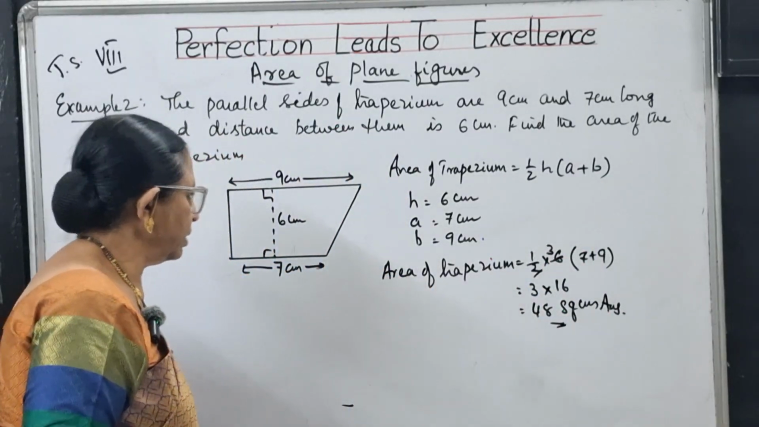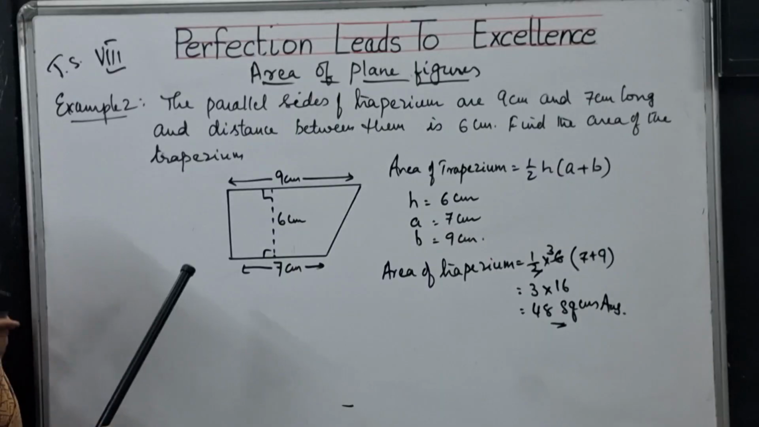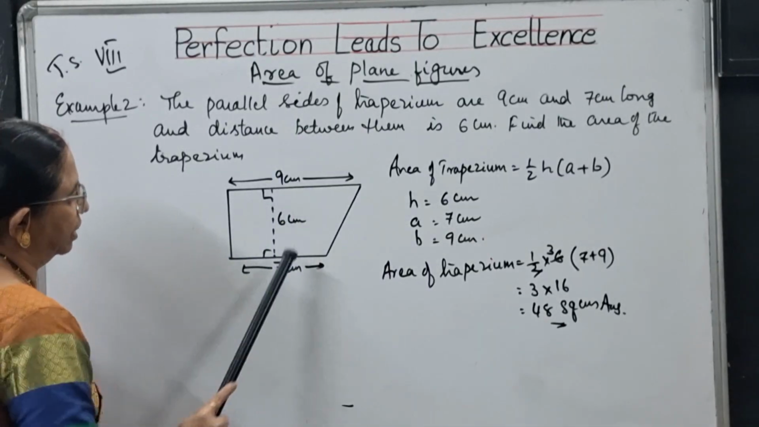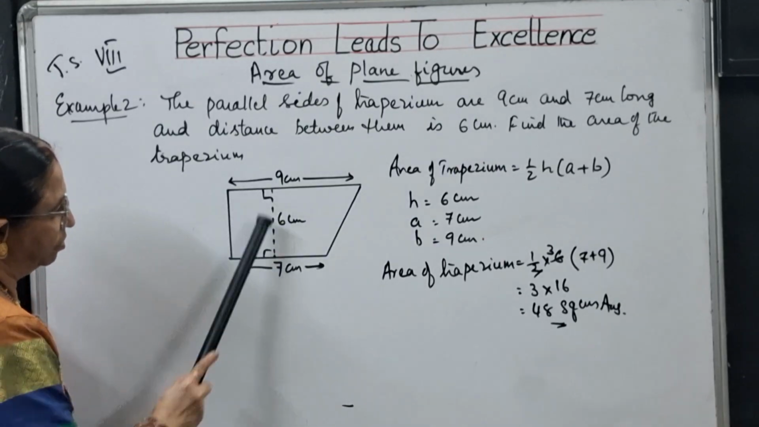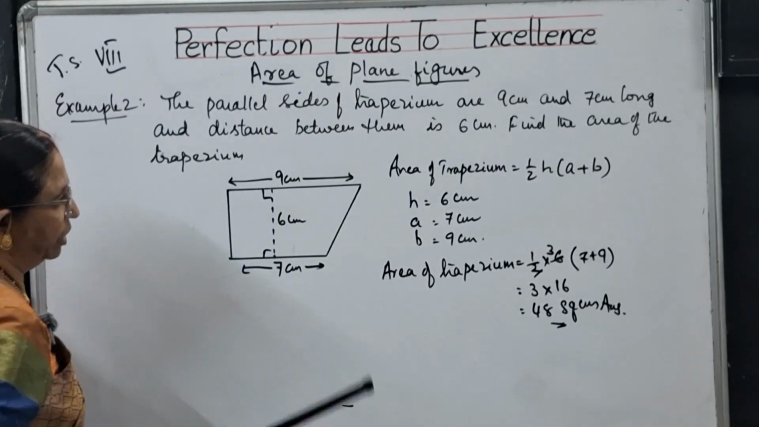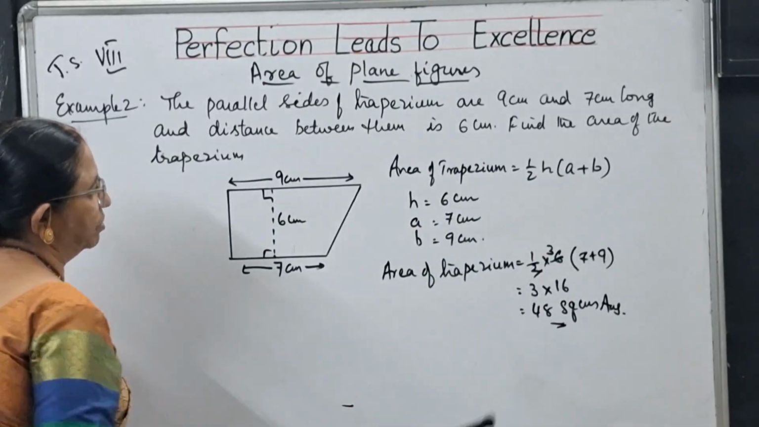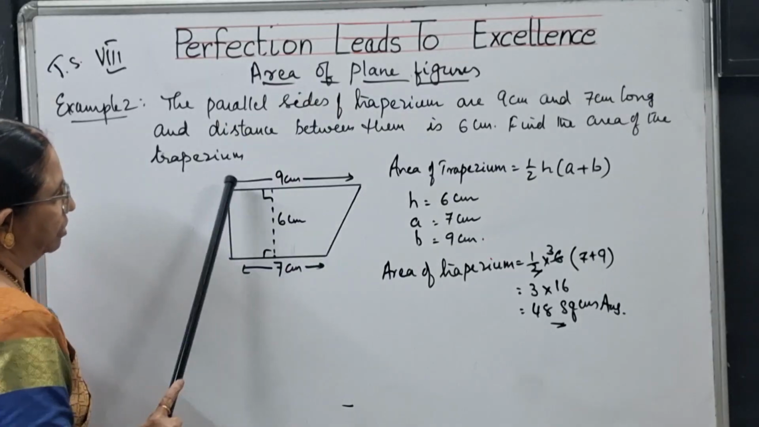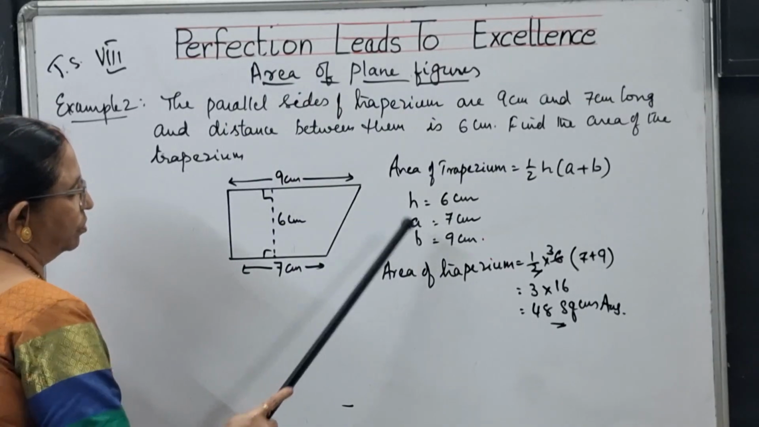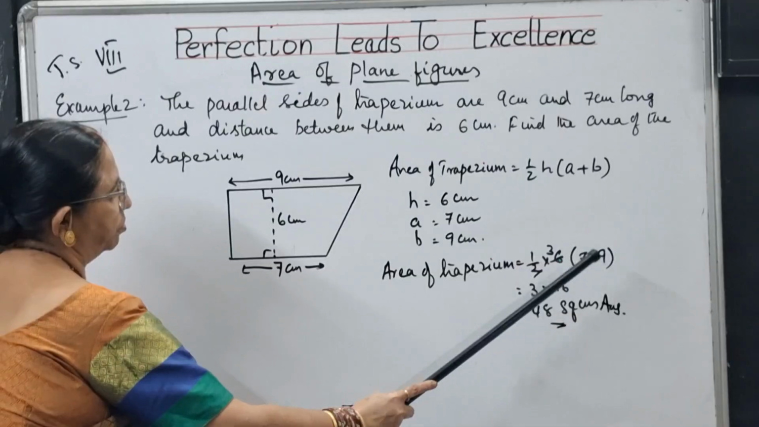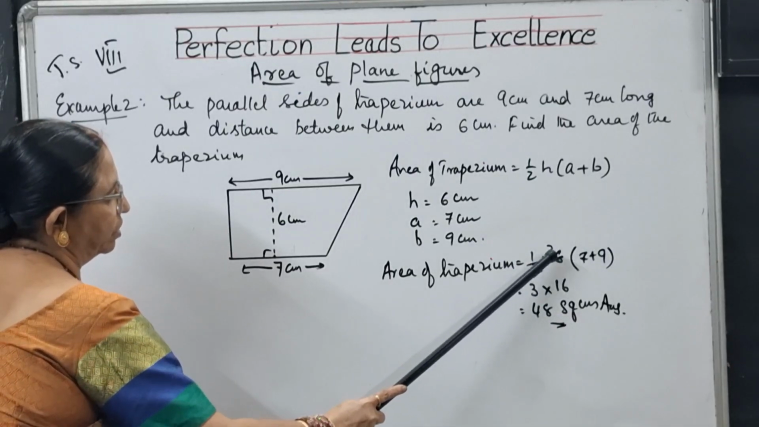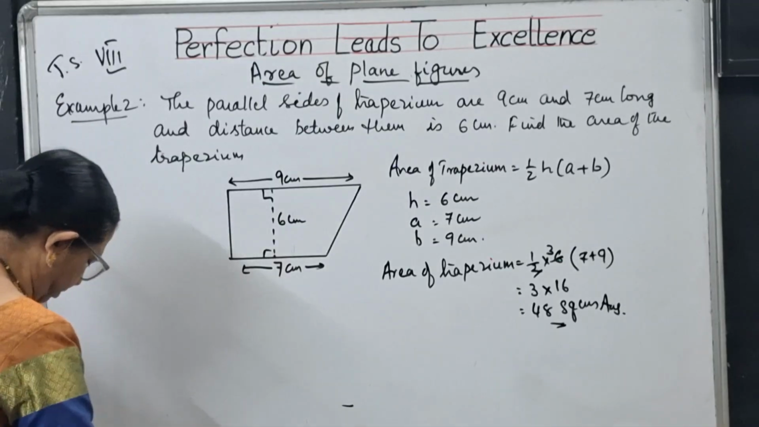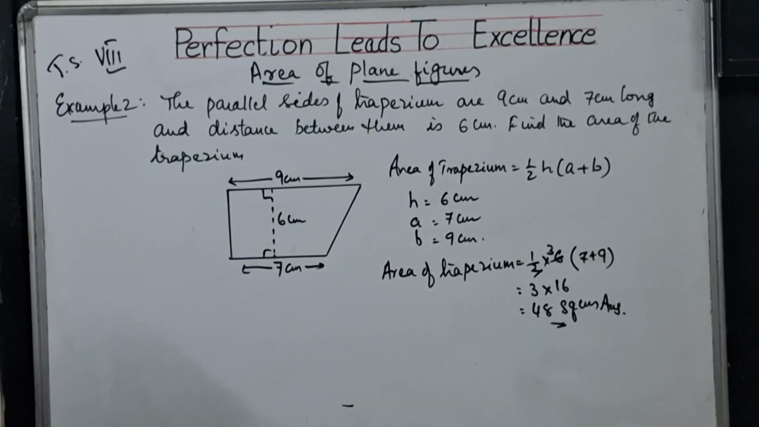So once again, this is the figure that is given to us. This is a trapezium in which two sides are parallel, and one is 9, one is 7 centimeters. The distance between them is 6 centimeters. You have to find the area of trapezium, which is half h into a plus b. So the height h is 6 centimeters, a is 7 centimeters, b is 9 centimeters. So 2 threes are 6, here 3 into 16, that is 48 square centimeters is the answer for this problem, children. Please note it down.